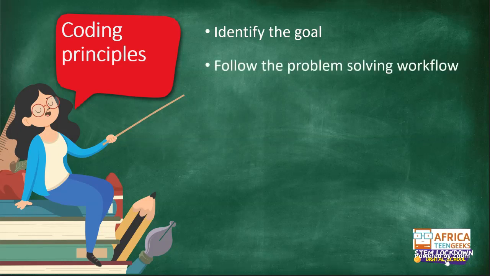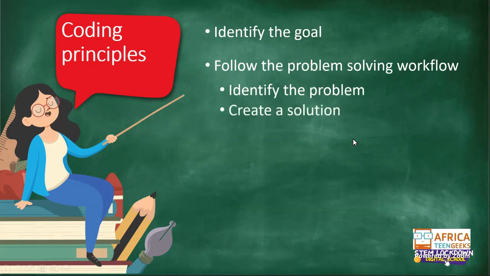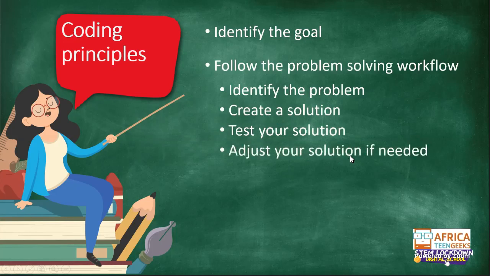Right, so next up, we want to follow the problem-solving workflow. My advice is always, many times this goal that you've identified will need 10 to 15 blocks of code. So I always advise everyone to break it down into smaller problems. You identify the smaller problems, you create a solution for that smaller problem, you test the solution, and if you need to, you adjust your solution. Once you've solved all the smaller problems, then you have reached the goal. So you're not trying to write 30 blocks of code at the same time. You're writing 3 or 4 at a time, which makes it a lot easier.